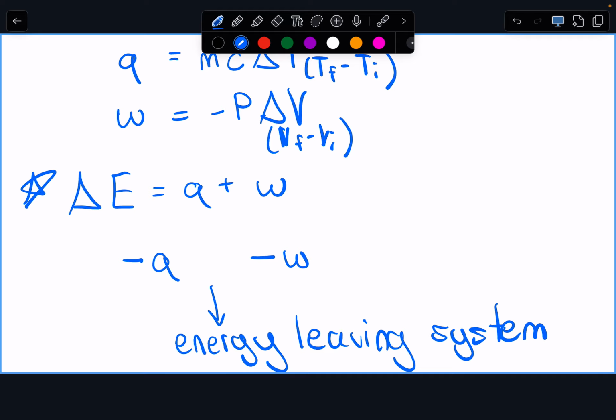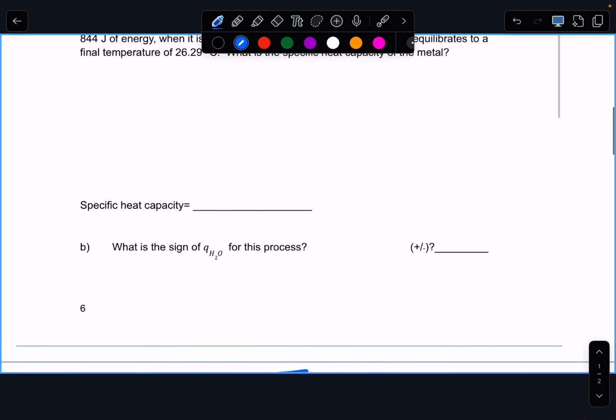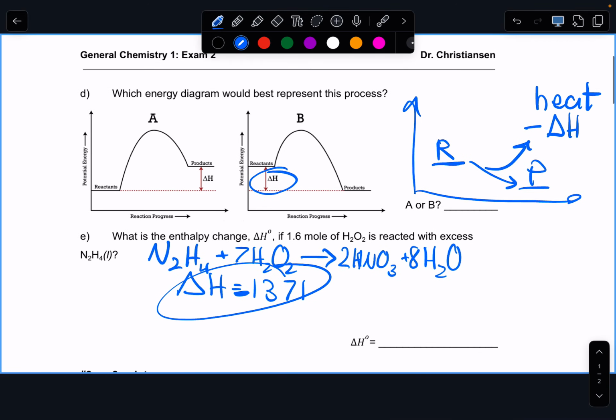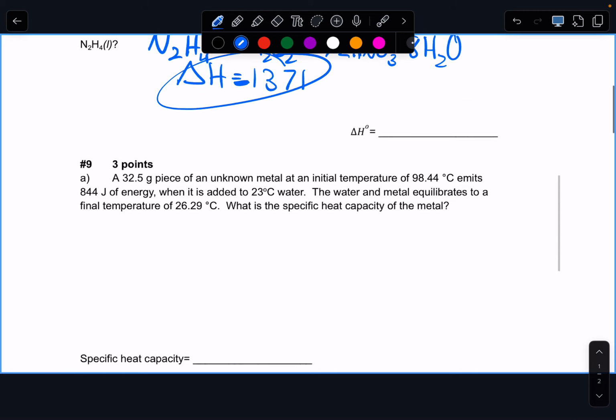Okay, so both of those, when it's a negative, it means energy is leaving the system. Another way to think about that is that the reactants are at a higher potential energy than the products. If it's going down in potential energy, that energy must be leaving the system. If it's going up in potential energy, that must mean that energy has to go in. Okay, and that's going to be represented with positives on both of these.